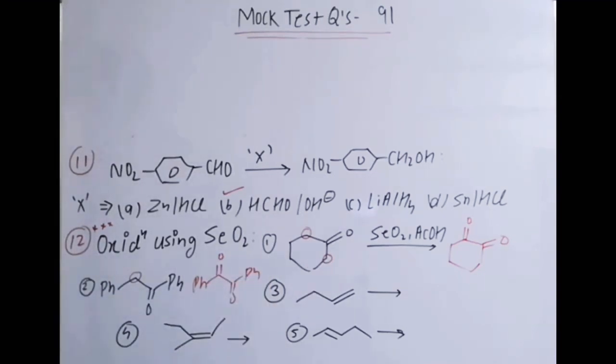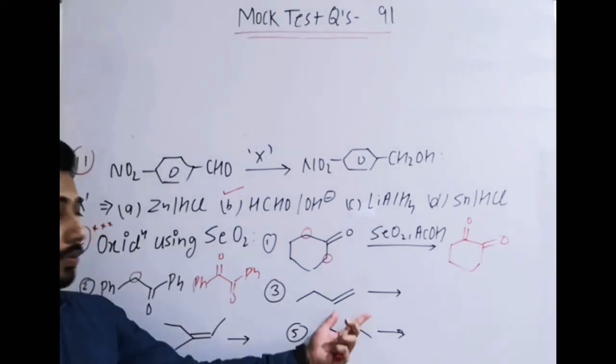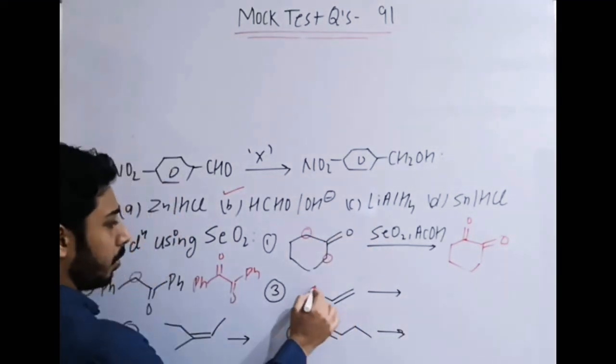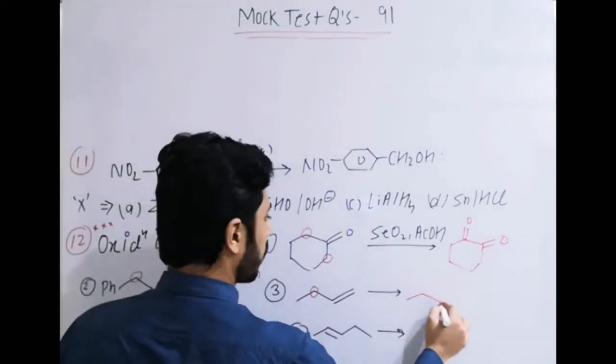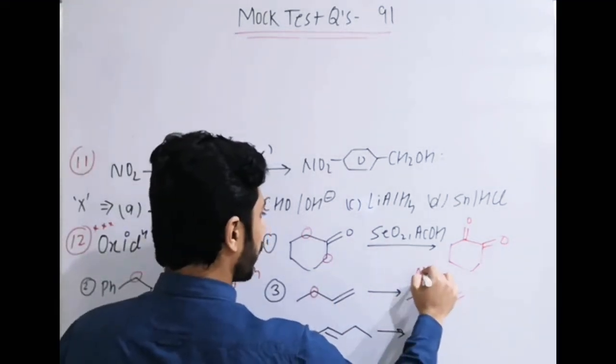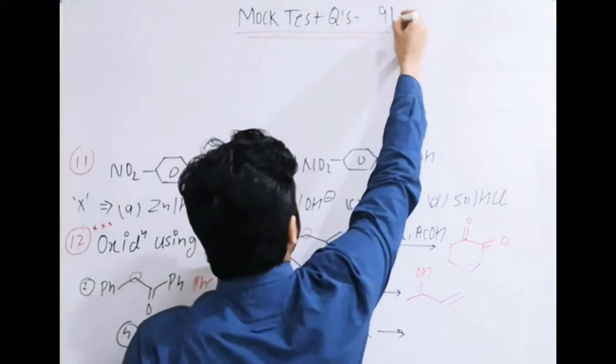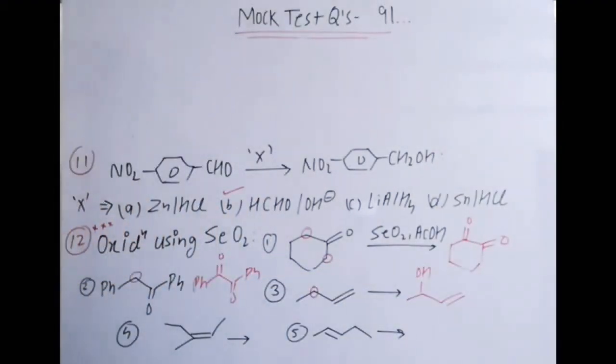Okay. Similarly, in the allylic system, it is hydroxylation. Allylic hydroxylation, where is the CH2? This one. So this is converted to CHOH. That is the example actually given in mock test number 92. Mock test 91 is already done, 92 is going on.